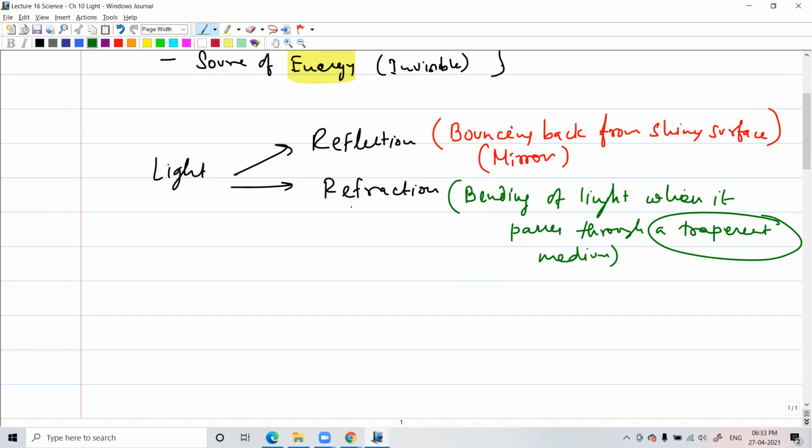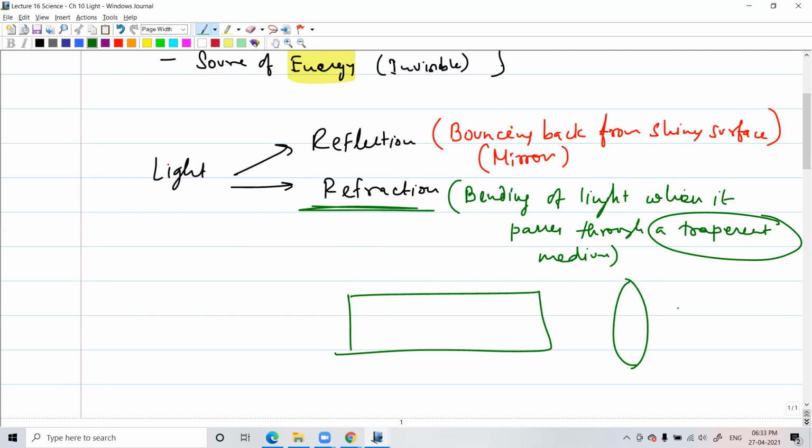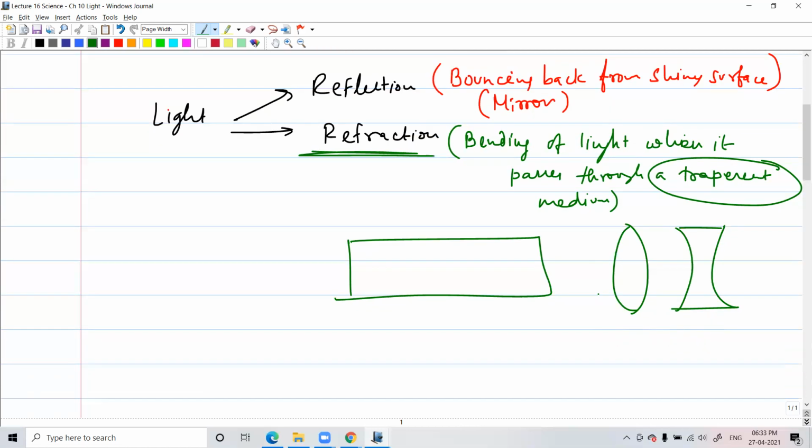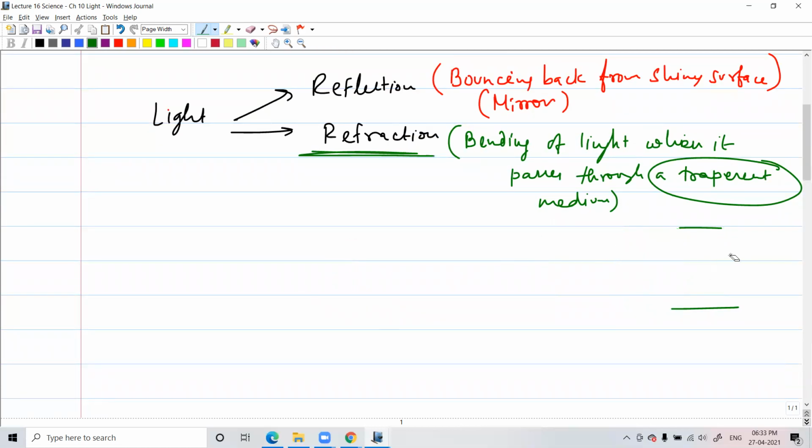So of course, for refraction, you're going to study transparent mediums. Mostly you'll be studying light passing through a glass slab or lenses. Lenses are basically made up of glass only, no? The same thing. That is your refraction. Like I said, in the other chapter, you will be studying about dispersion also.